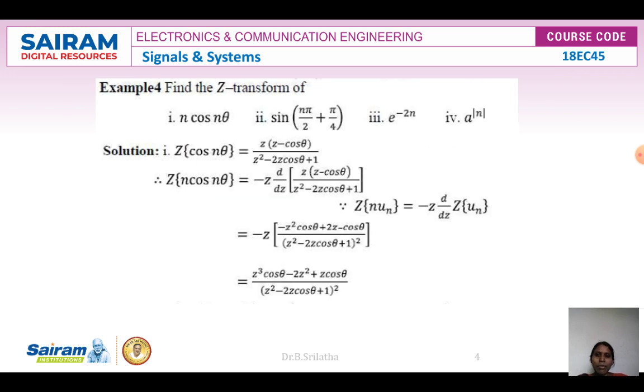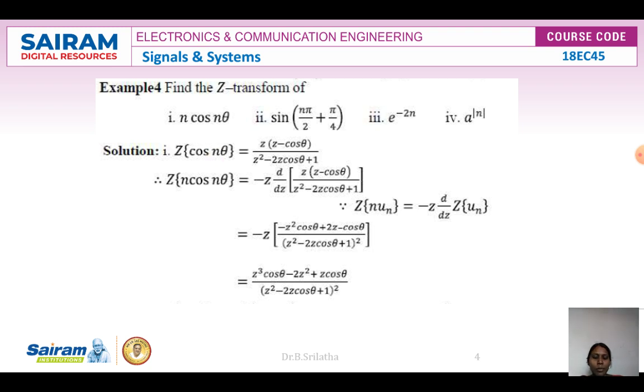Next one is find the Z transform of n cos theta. We have four problems. First we will see the first problem. Z transform of n cos theta. We know the Z transform of cos theta.